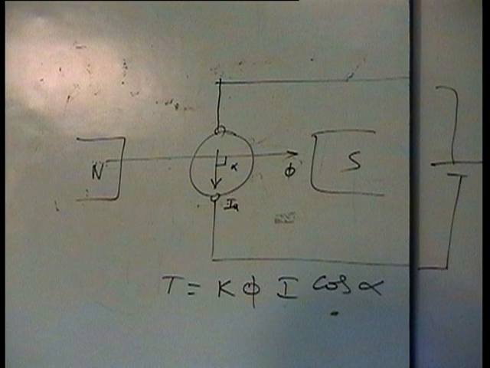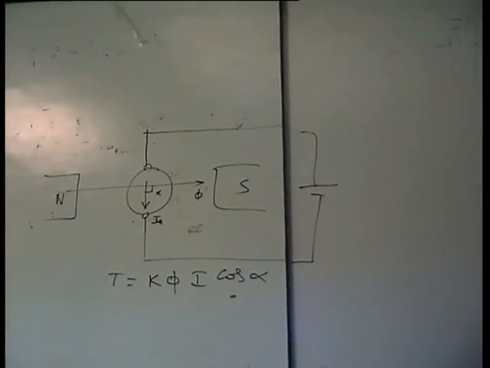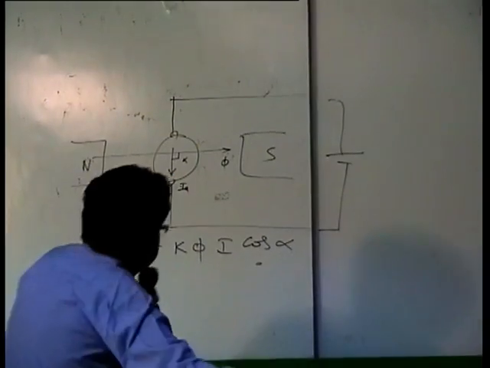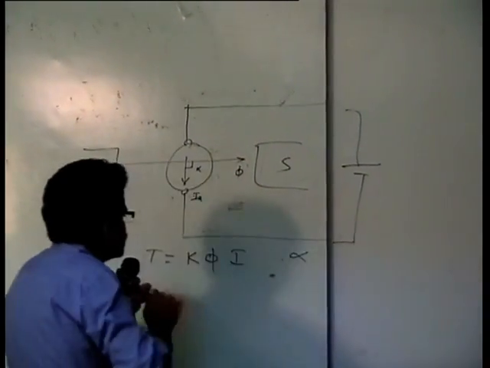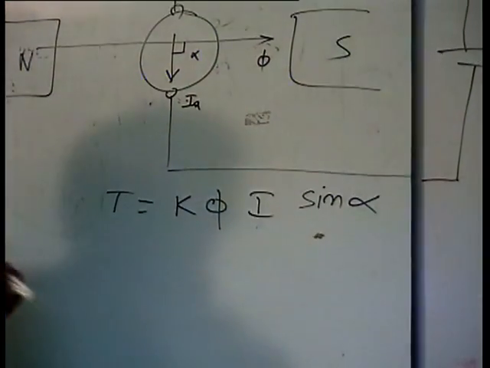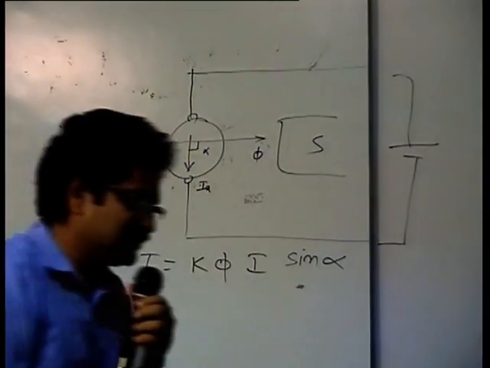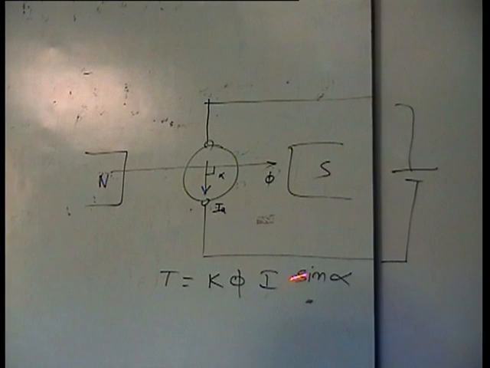90 degrees between the flux and the current. Current flows like this. So between the current and the flux, you have 90 degrees. Torque is proportional to flux, current and sin of the angle between flux and current: phi I sin alpha. So it was designed such that alpha is 90. Because alpha is 90, sin 90 is 1, torque is maximum.